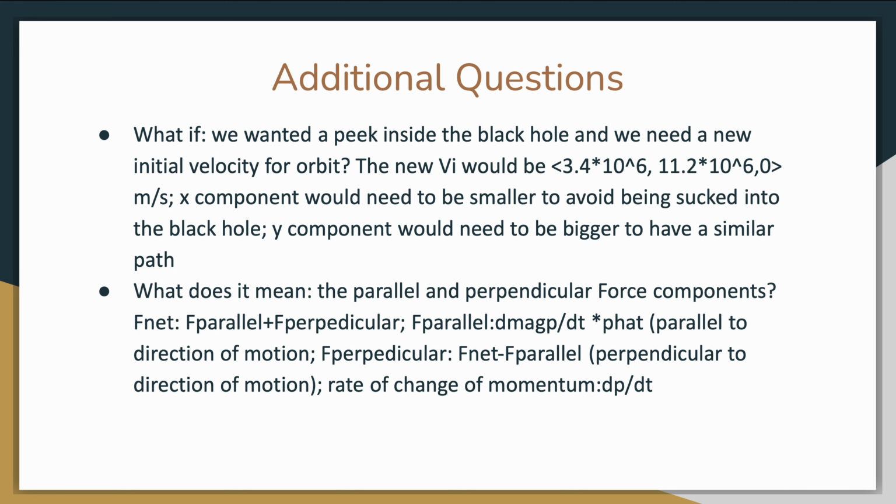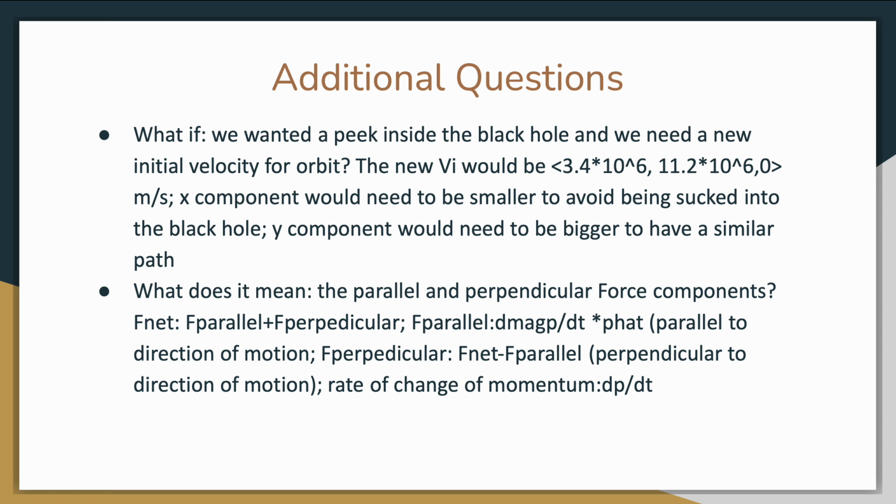What if we wanted to peek inside the black hole, but we needed a new velocity? The new initial velocity would be 3.4 times 10^6 and 11.2 times 10^6. The x component would need to be smaller to avoid being sucked into the black hole, but the y component also needs to be larger so that it can follow a similar path around the black hole.